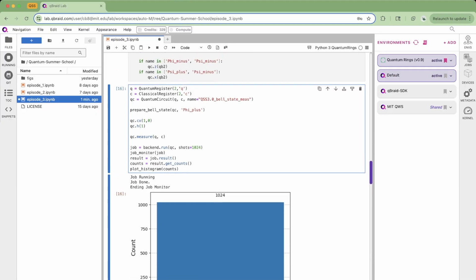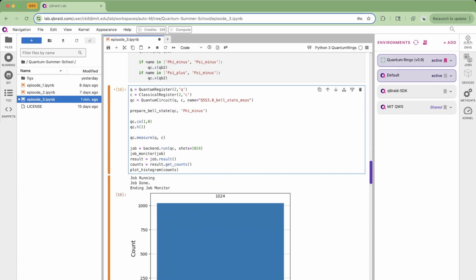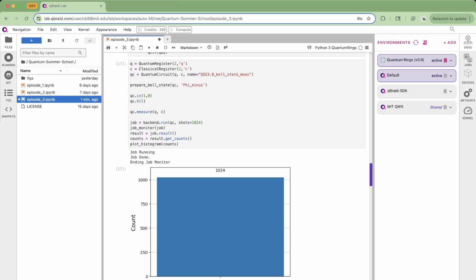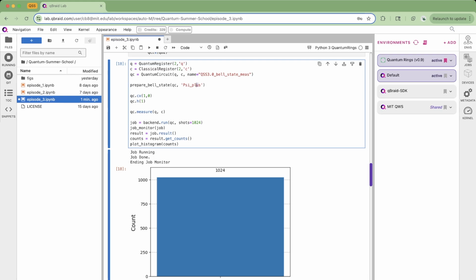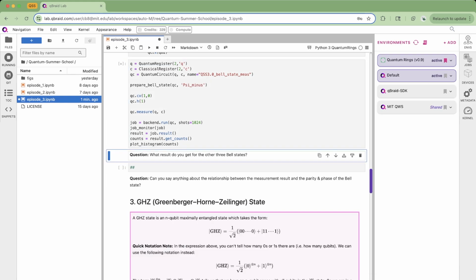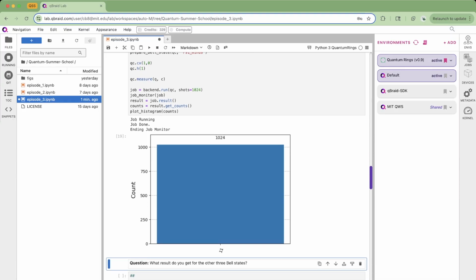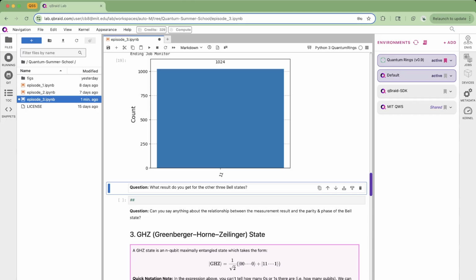Okay, so let's look at it. If we prepare the state phi minus, then we measure 1, 0. If we prepare the state psi plus, we get 0, 1. And if we prepare the state psi minus, we get 1, 1. So a follow-up question is, can you say anything about the relationship between the measurement result and the parity and phase of the Bell state?